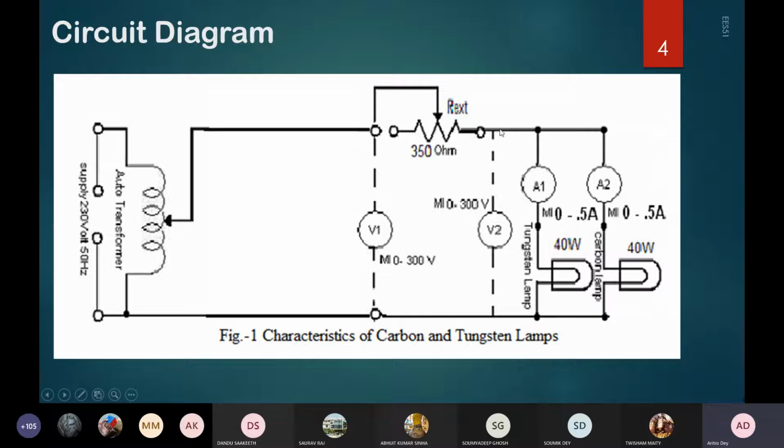This is your external resistance, which you add, and there will be some drop once the circuit is closed. The rest of the voltage out of the 230 volts will be dropped here if you connect REXT with the circuit, and the remaining voltage will be across the parallel combination of these two lamps. We'll be using two voltmeters and two ammeters to find the branch current, or the current drawn by each lamp, and the rheostat. These are all the equipment, and the lamps are already there.